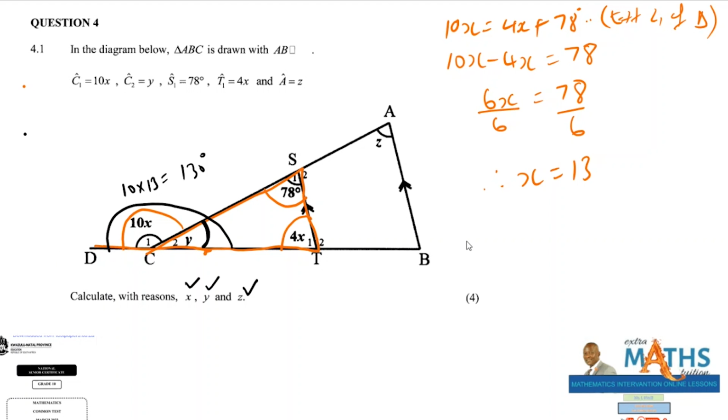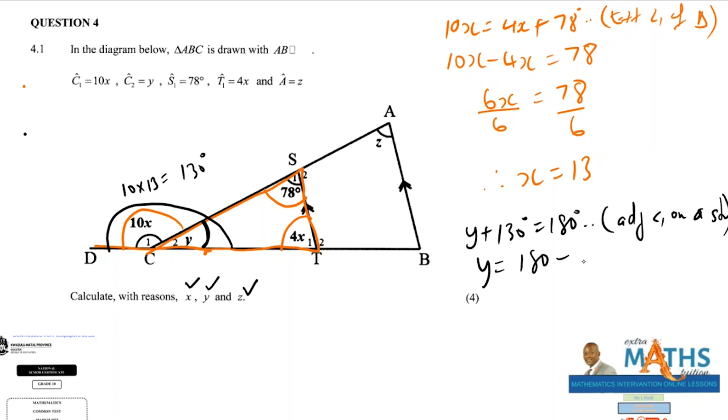What is the rule of the straight line? It's adjacent angles of a straight line plus 130 equal to 180. What is our reason? Adjacent angles on a straight line. Okay, then transpose your 130, which would be 50 degrees. Right, means y is 50 degrees.